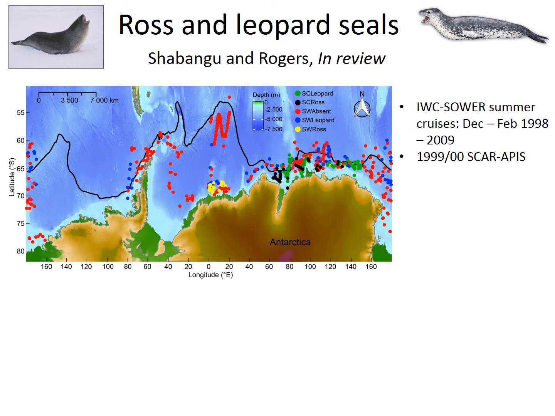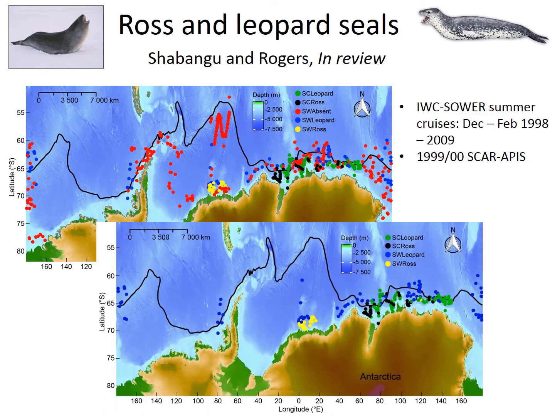Other seals we looked into are the Ross seal and the leopard seal, and this is work under review, based on the results from the SOA cruises and the SCALA cruises. We see with these occurrences that they seem to prefer particular areas. Specifically, here we had a cluster of detections, and here also another detection peak of these animals.